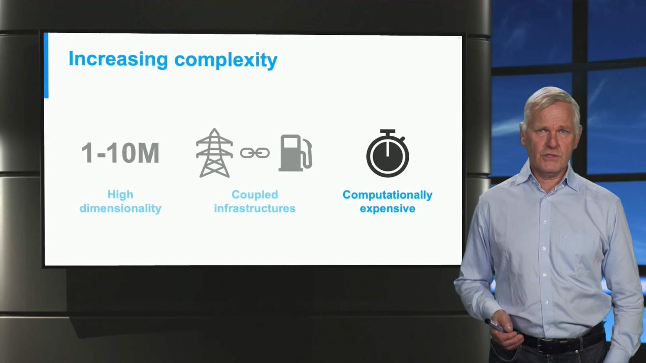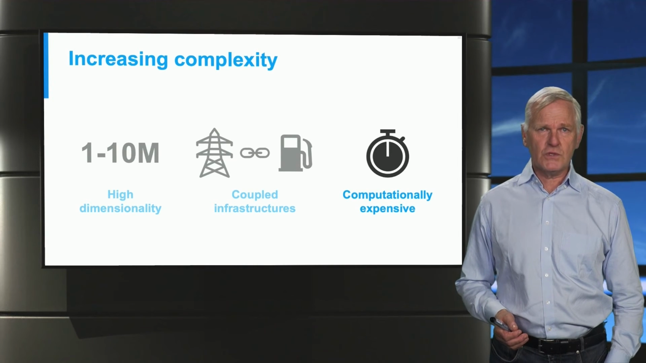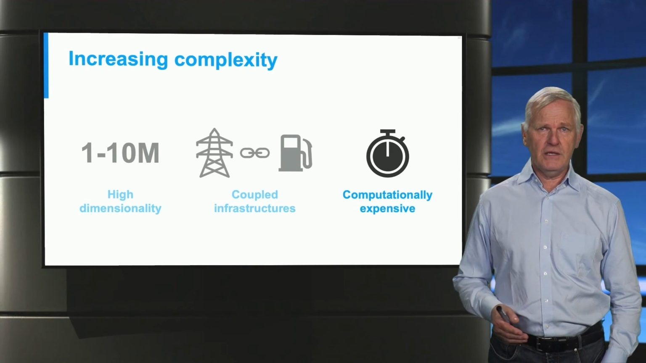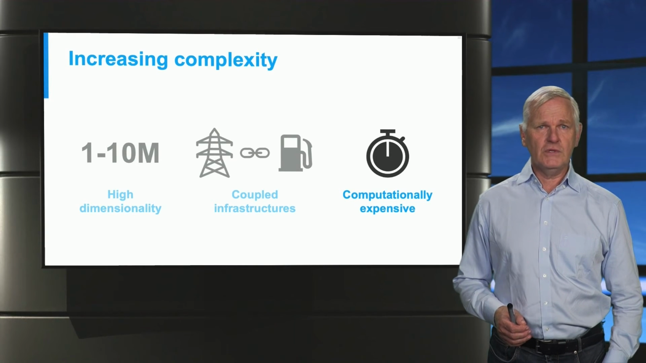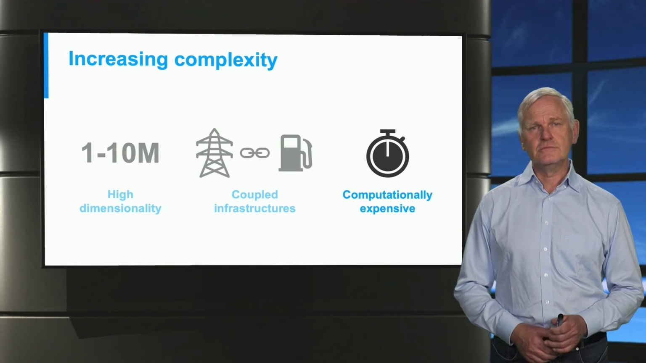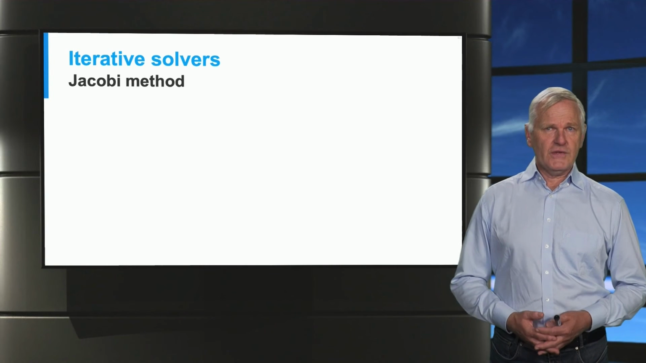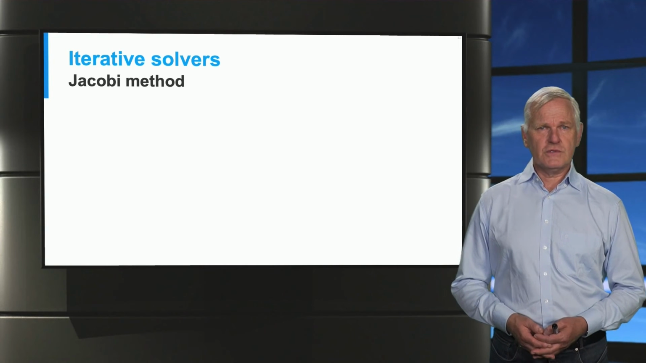If we use direct solution methods, it is too expensive to solve those models. It simply takes too much time to do the simulation. Therefore, we have to go to iterative solvers. The Jacobi method is an iterative solver and works as follows.